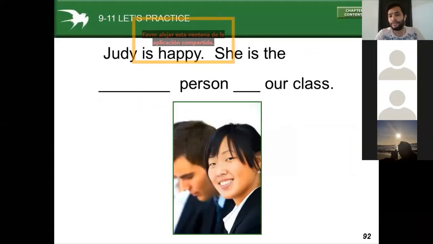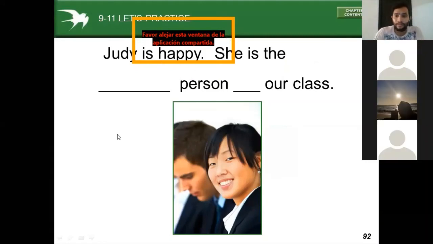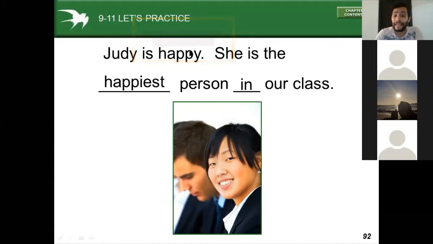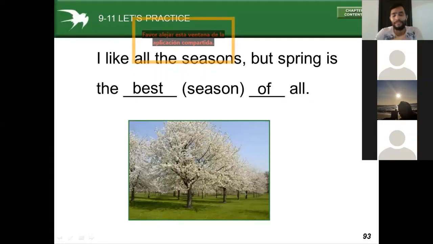Let's practice a little bit. So take a look at here. Judy is happy. She is the what? Complete it. The happier. The happiest person in our class. The happiest person in our class. In our class, right? Why in? Because we are speaking about a place. A specific place.